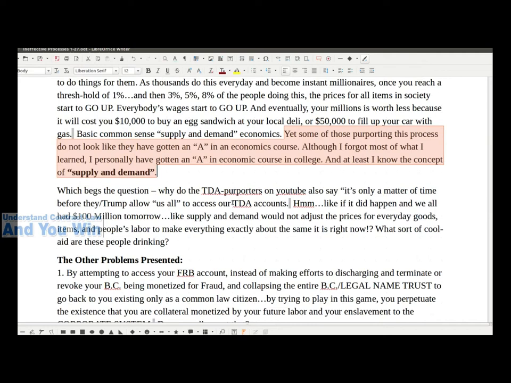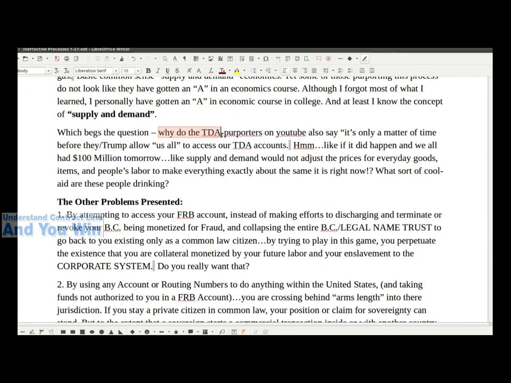At least I did get a decent grade, at least I passed the course, and at least I understand and remember the concept of supply and demand, don't you? Which begs the question, so many people say, oh wow, all the TDA YouTube supporters have been saying it's only a matter of time before they, or Trump, allow us to access our TDA accounts. This is what people have been claiming.